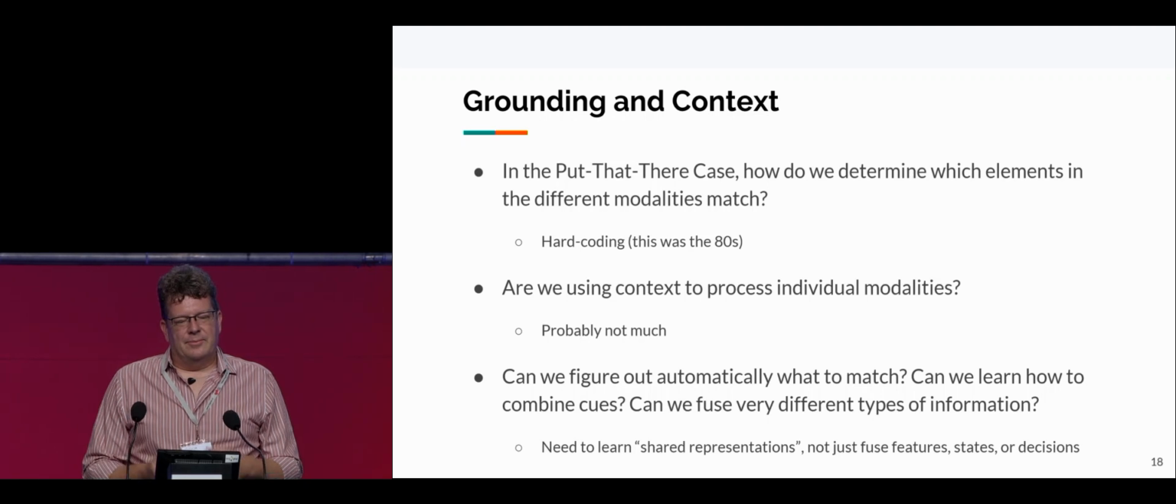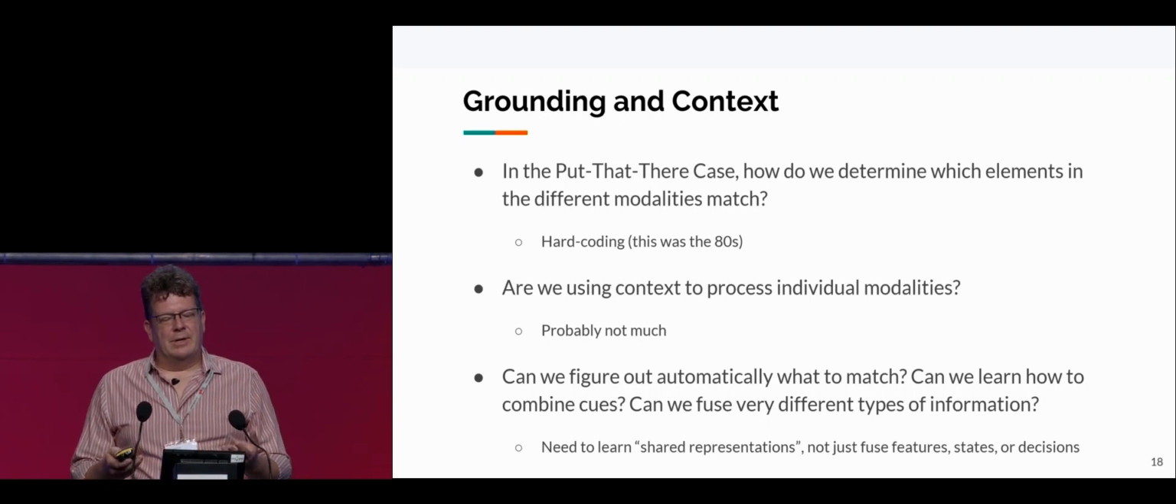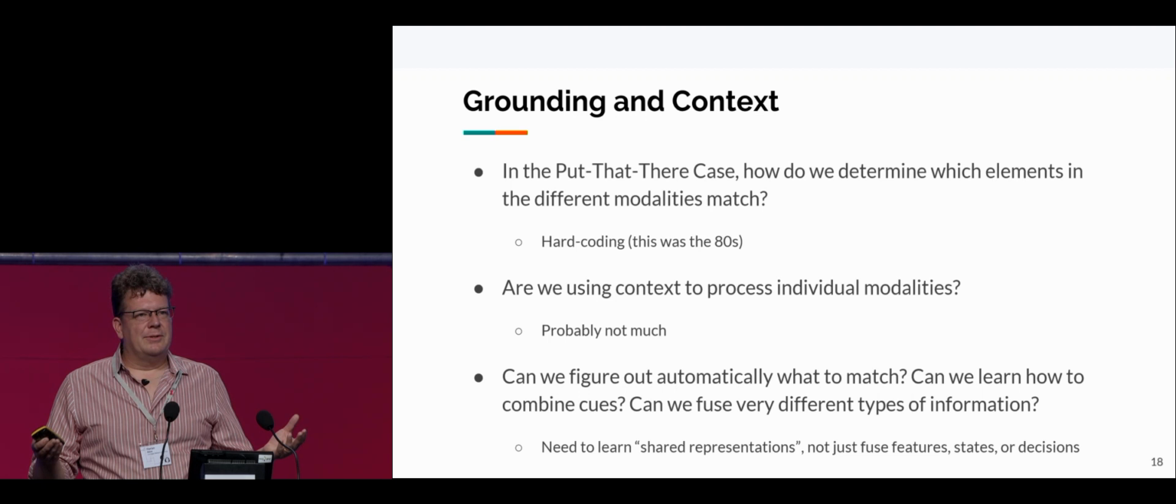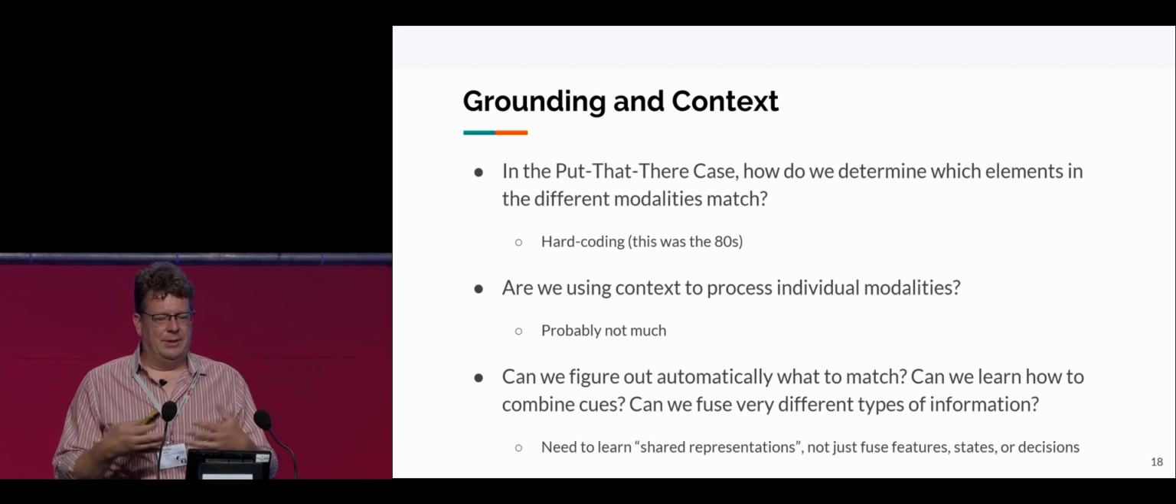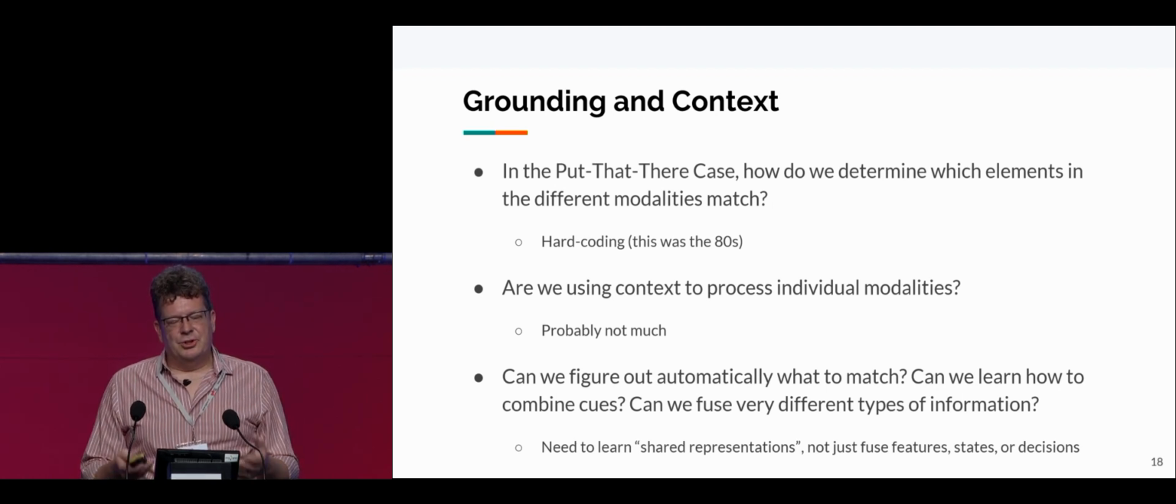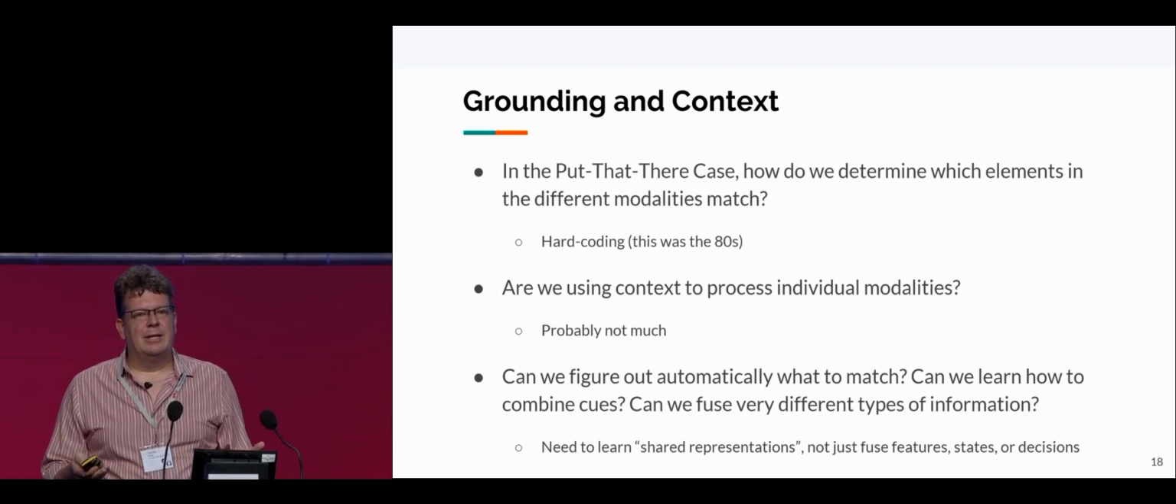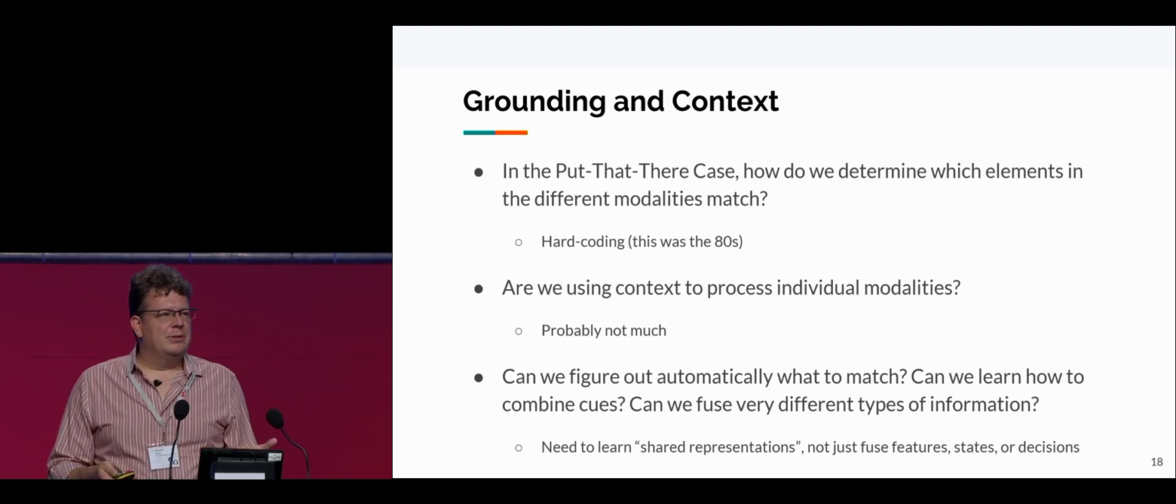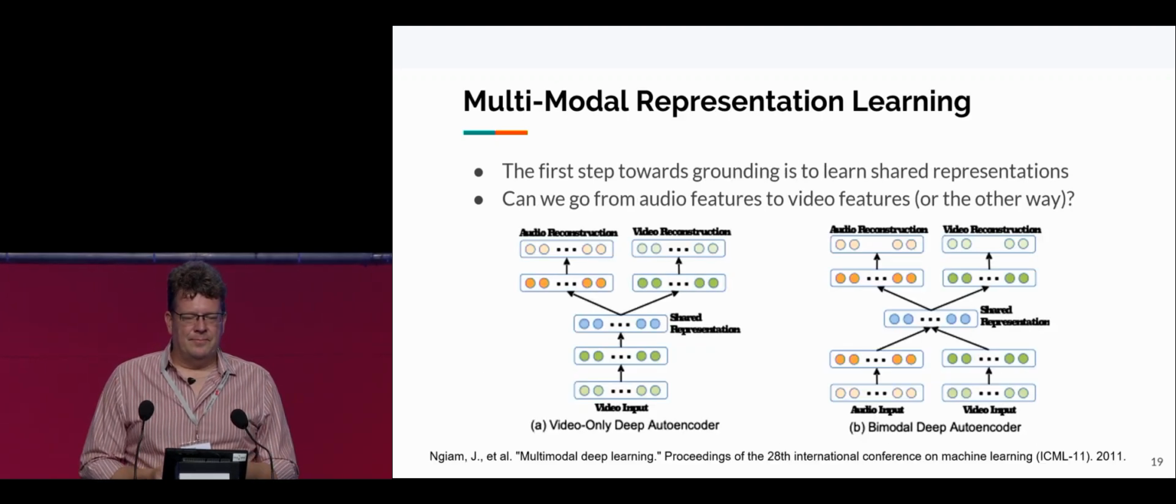So what we want to work on is, can we figure out automatically what objects in different modalities match to each other? Can we learn how to combine cues from multiple modalities? And can we fuse very different types of information from different modalities? What we need to do is learn shared representations from different modalities and not just fuse features, states, or decisions.